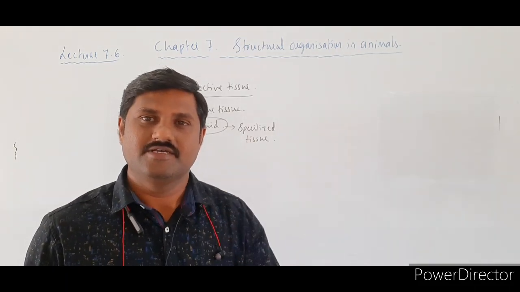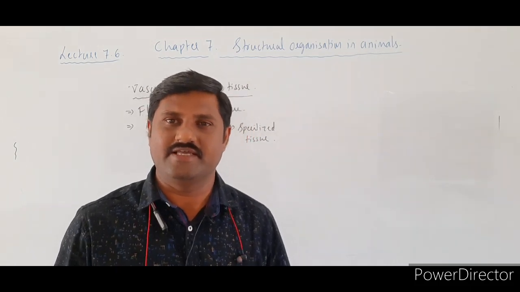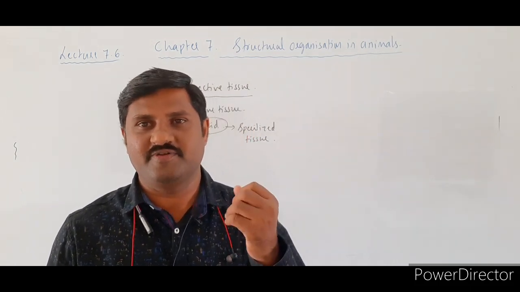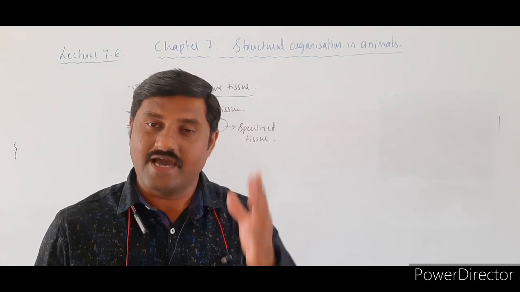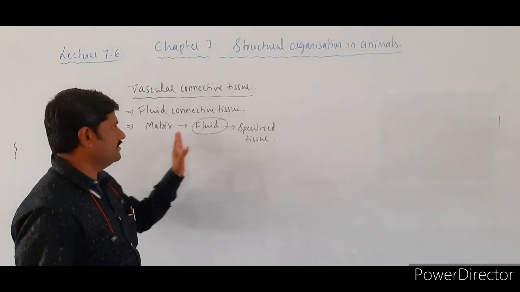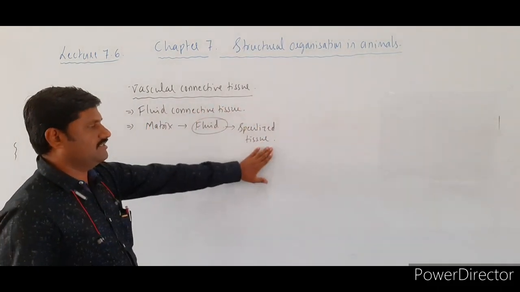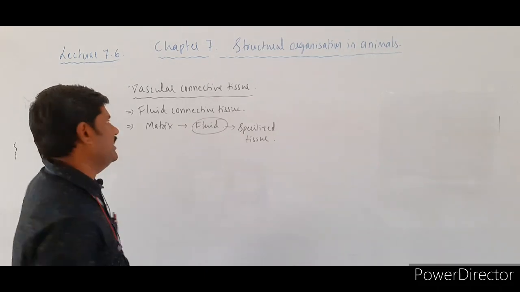Matrix may be semi-rigid in nature, semi-solid in nature. I said matrix may be fluid in nature. Like that I had mentioned in the previous class only, right? So here the matrix is liquid in nature. That's why it is called a specialized connective tissue.